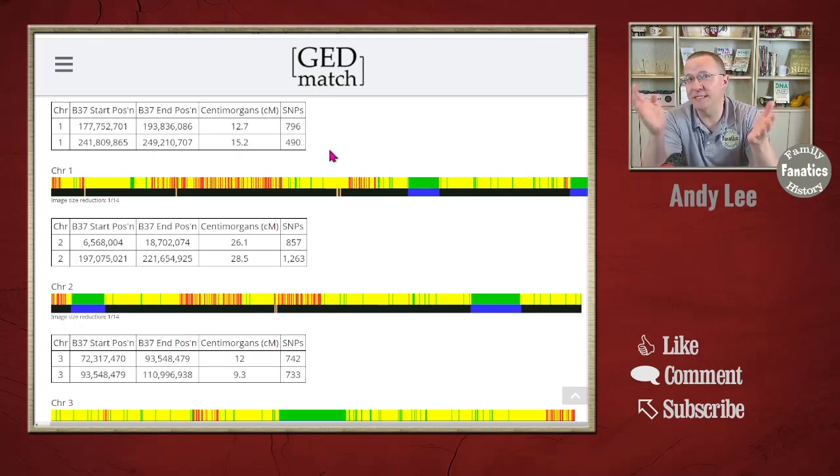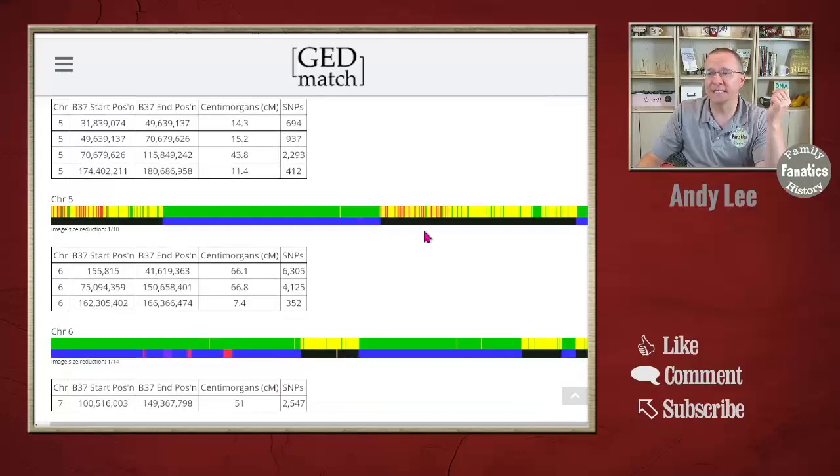Usually you're only going to see fully matched segments on full siblings or what's called a double first cousin. A double first cousin means that they have 2 sets of grandparents that are the same, basically siblings marrying siblings.